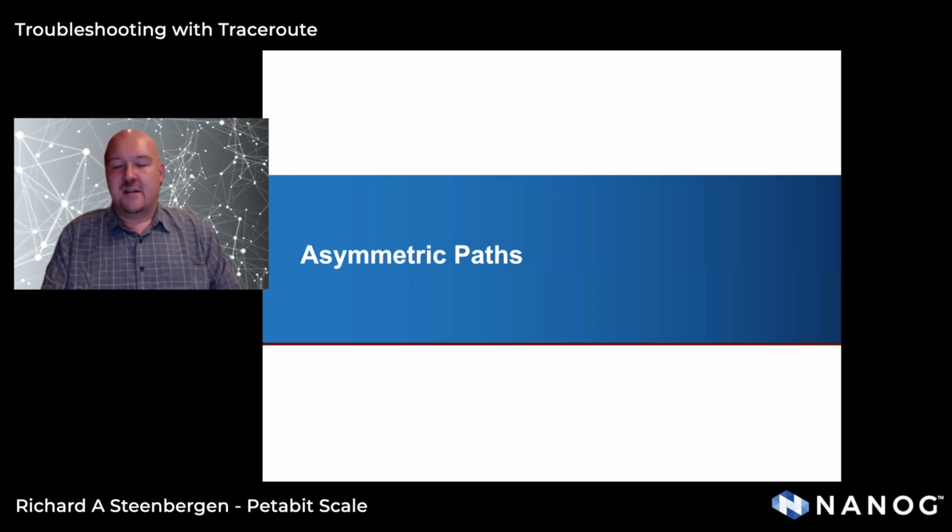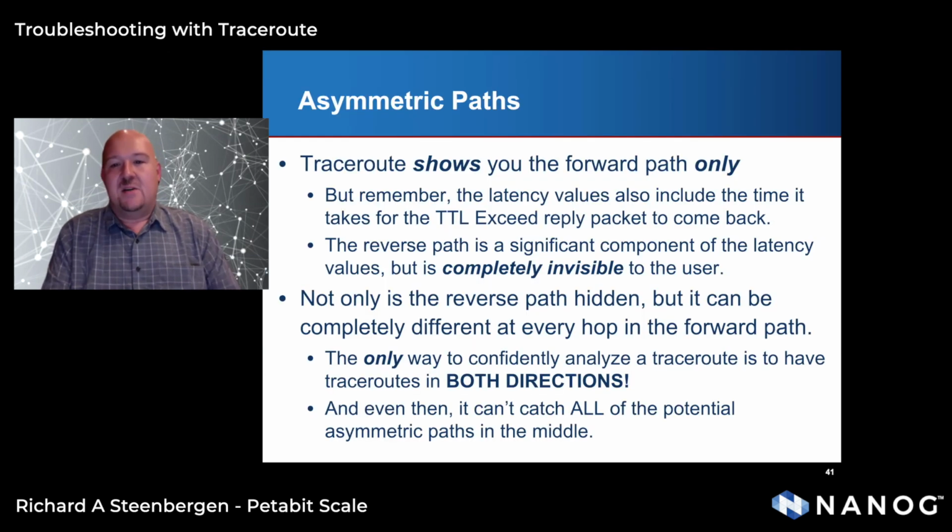So now we're going to talk about asymmetric paths. So remember what I showed you before, traceroute only shows you the forward path, but at least half of the time that you're seeing is composed of the return path. And it's completely invisible. We don't see it, but that's contributing at least half of, or right about half of the total round trip time that we're looking at.